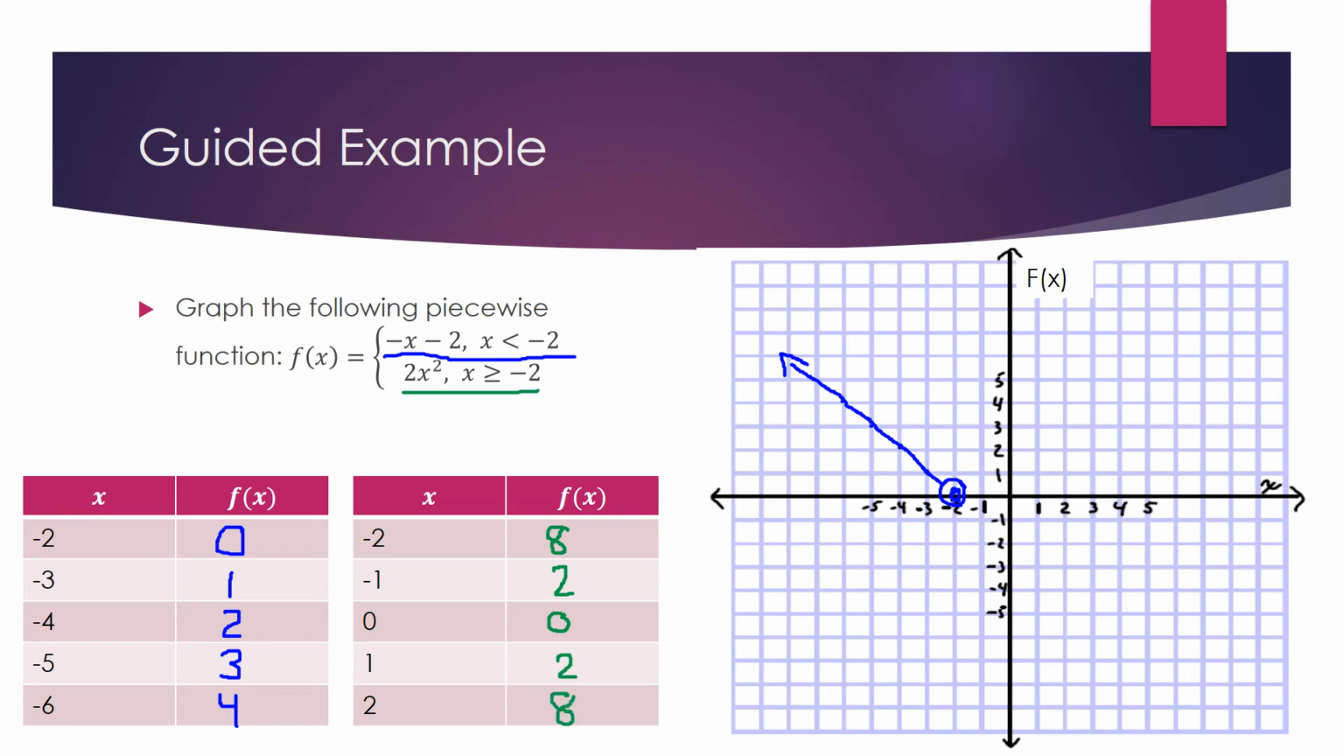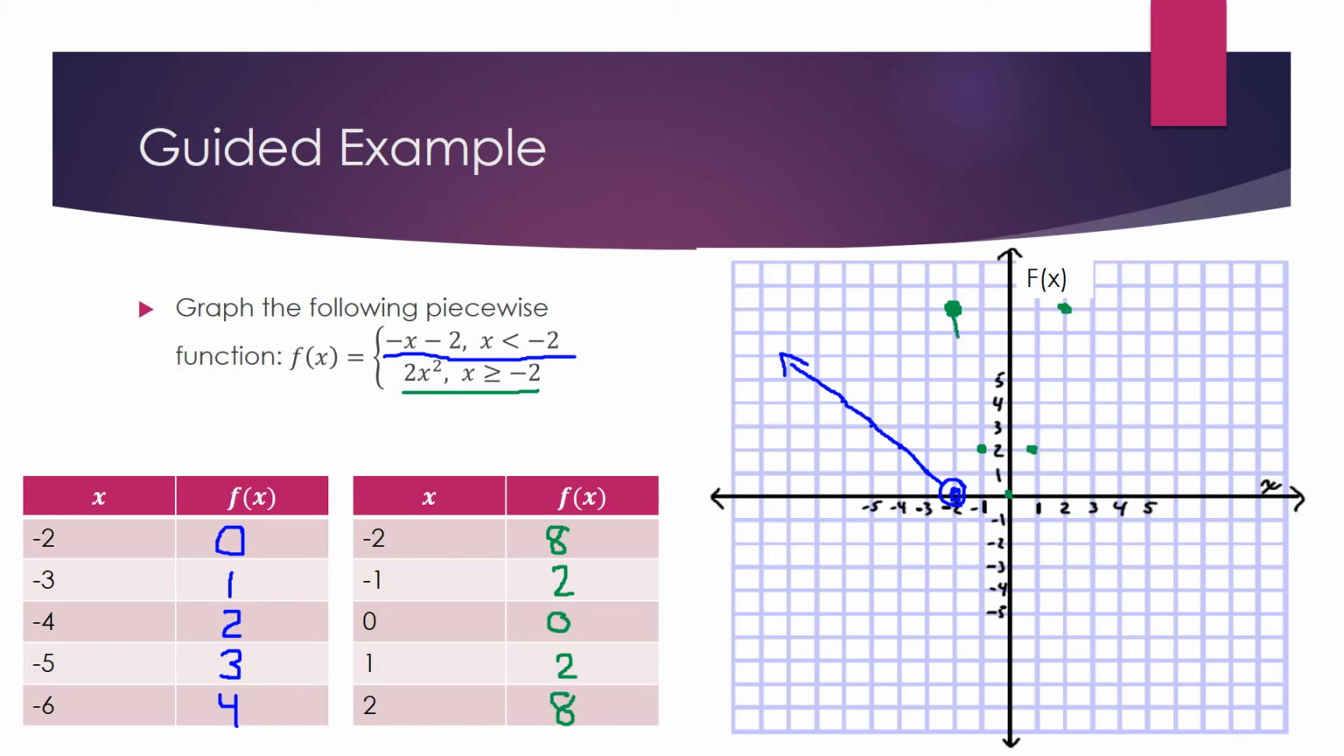I want to encourage you to do this in different colors as well. It will help you out with this. So for this particular one at negative 2, we want a closed circle at 8 because it is inclusive of negative 2 this time. Okay? So then we have negative 1, 2, 0, 0, 1, 2, and 2, 8.